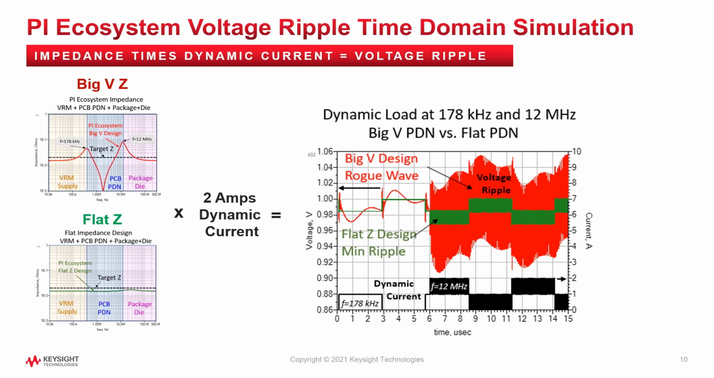Now look what happens if the impedance is flat with no resonant peaks. Exciting the flat impedance design with the same dynamic current as before results in the voltage ripple shown in green. Here we see that there is no exponential ringing, but rather a critically damped system with a simple delta IR drop due to the change in current.